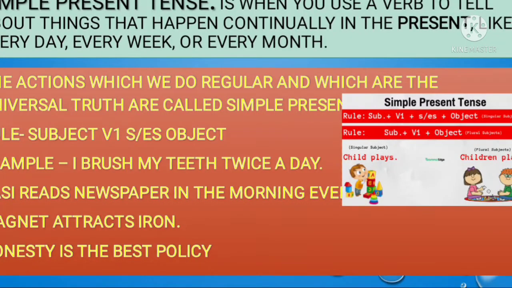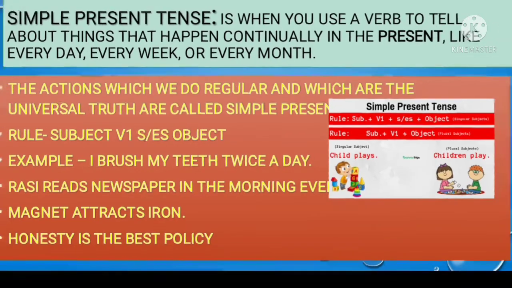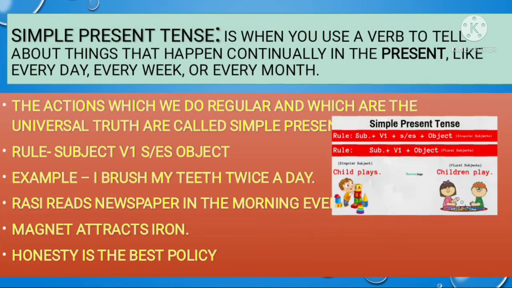You will see the verbs brush, reads, attracts, is. All these are present forms of the verb, expressing things happening regularly, usually, and which are scientific truth and universal truth. So this is about simple present tense.